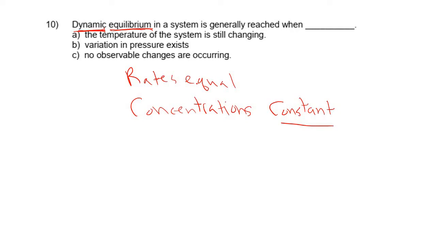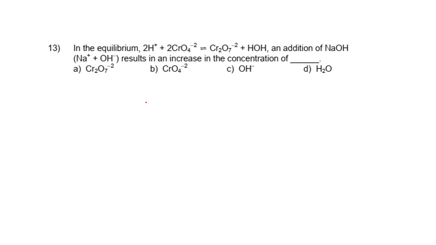That was our analogy of students in the classroom versus students in the hall, right? If every minute one student leaves the class, but every minute one student comes in, you're not going to notice any changes in the amounts of students in the classroom versus in the hall. So that's where our concentrations are staying constant. They're not changing. Next up is number 13.